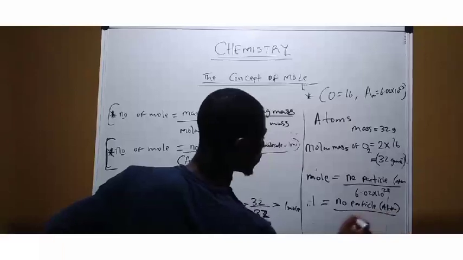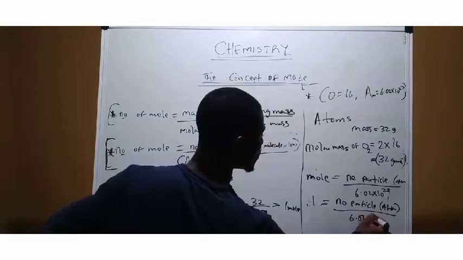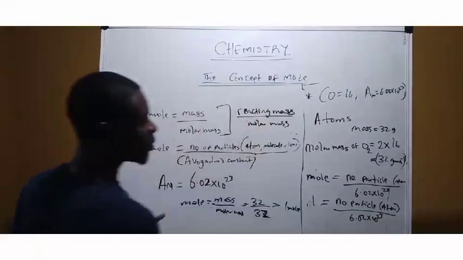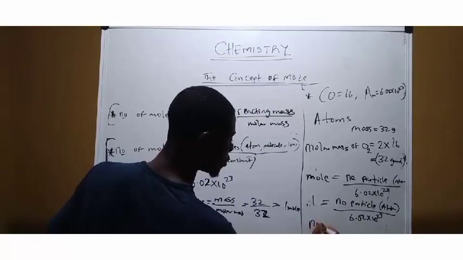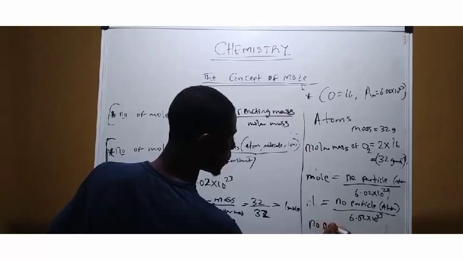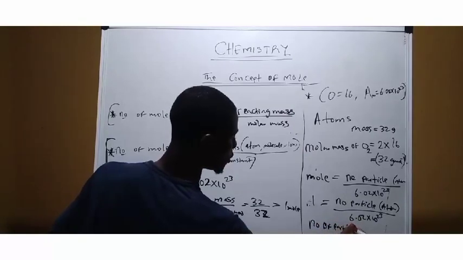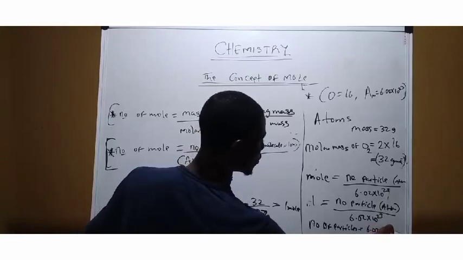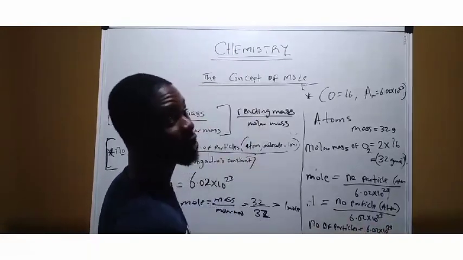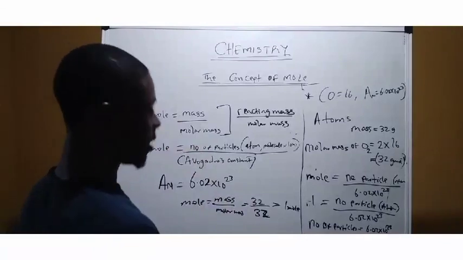Then we do that divided by the what? 6.02 times 10 to the 23rd. By the time we do the math, our number of particles now equals to what? 6.02 times 10 to the 23rd, because we're multiplying it by what? By 1. So that's our answer.